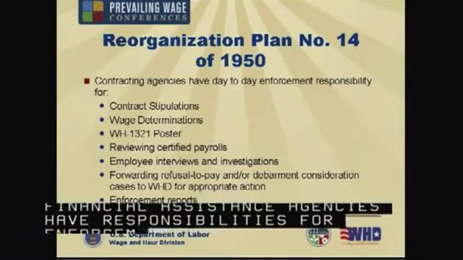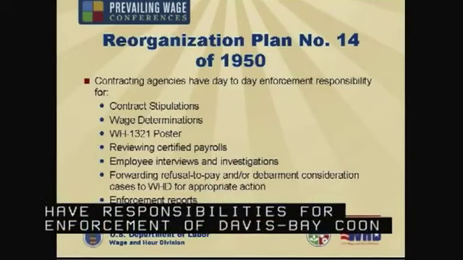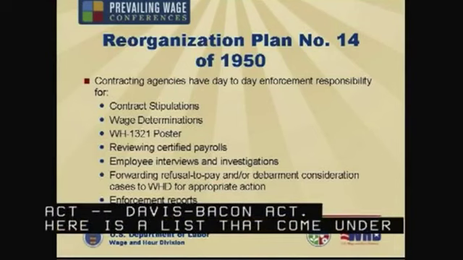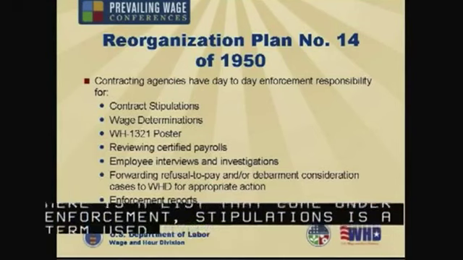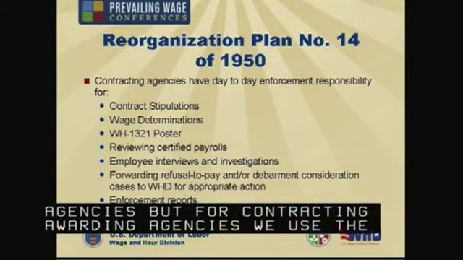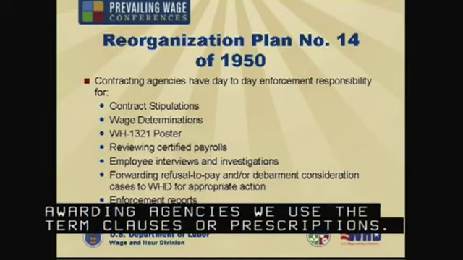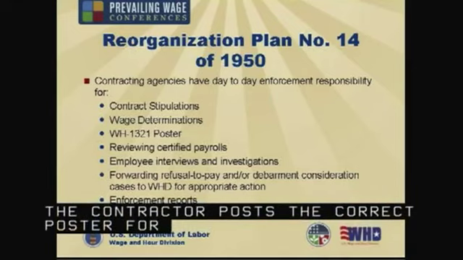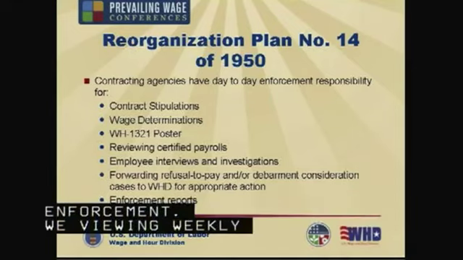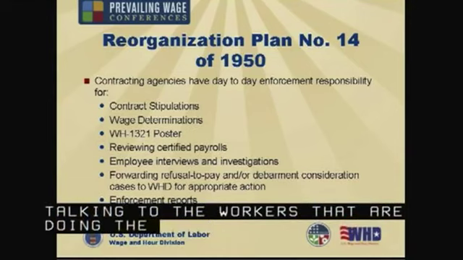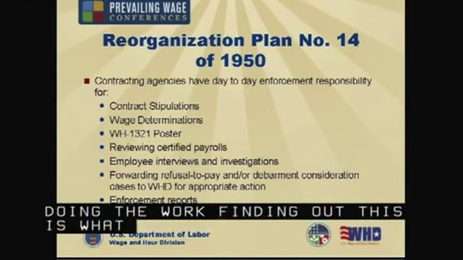And here's a list of various responsibilities that come under enforcement. Contract stipulations or clauses. Stipulations apparently is a term that's used for grant-making agencies, but for contract awarding agencies, we usually use the term clauses or prescriptions. Actually getting the wage determinations, making sure that the contractor posts the correct poster for Davis-Bacon enforcement, reviewing weekly certified payrolls, conducting employee interviews and investigations in the field, actually talking to the workers that are doing the work, finding out this is what you're being paid, and comparing that to what the weekly payrolls say.